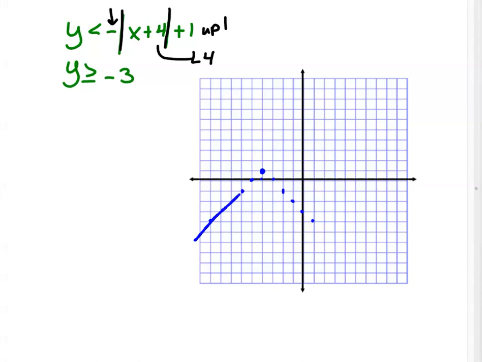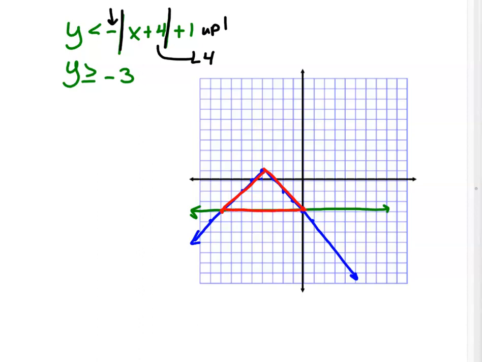All right, so we have this region for the absolute value part, and it says y has to be less than that, so we need to be underneath that V shape. We also have to be greater than or equal to negative 3, so we have to be above this line. So we're really looking at the space inside this triangle.